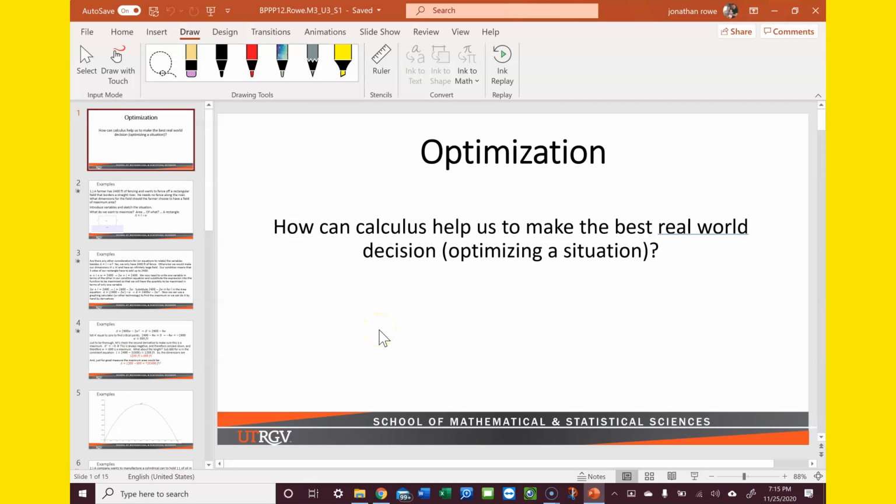Hello, Math 201 students. Today we're looking at a lesson in optimization. How can calculus help us to make the best real-world decisions? In other words, optimizing a situation.